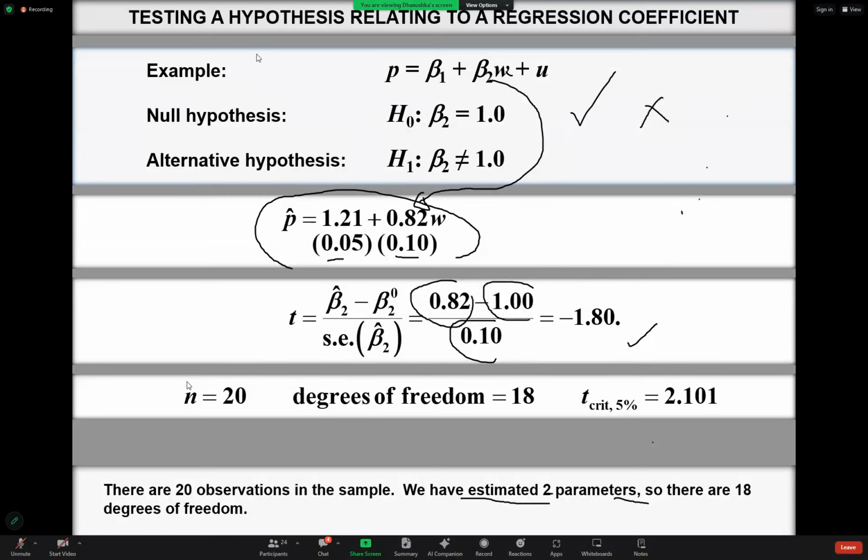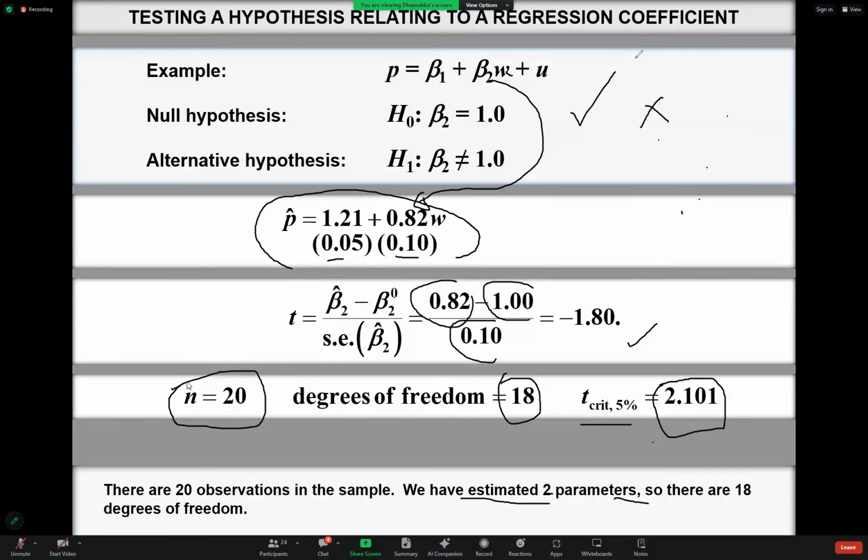Then here the sample size is 20. The sample size is 20, it is given. Then the degrees of freedom is 18. This is from the T table, I will explain how to get it. From the T table at 5% level of significance, it is 2.101. Okay. This is the critical value.